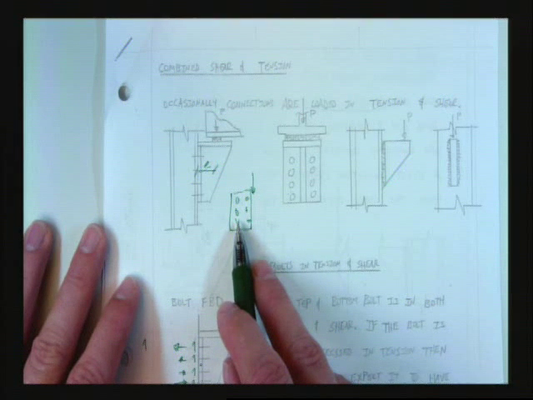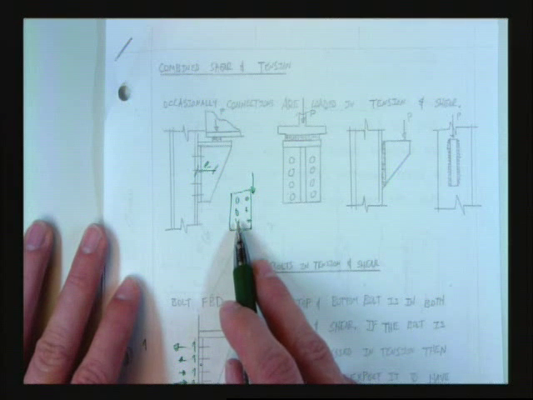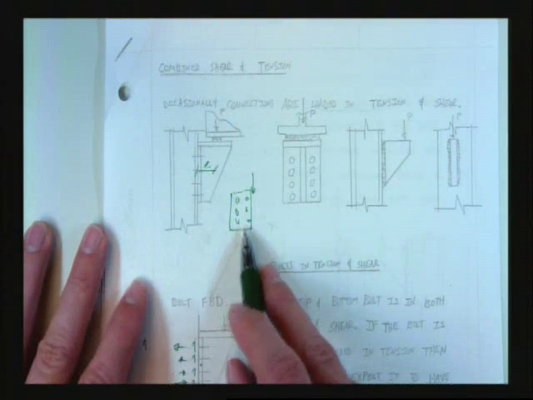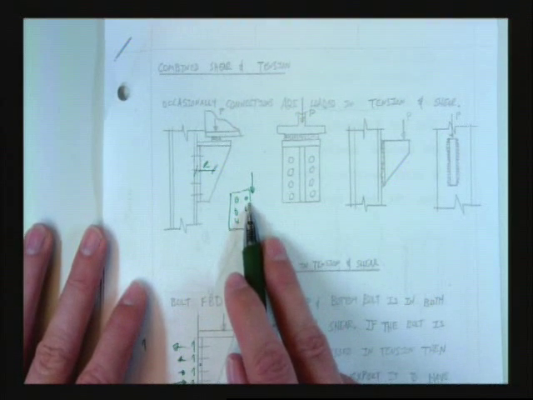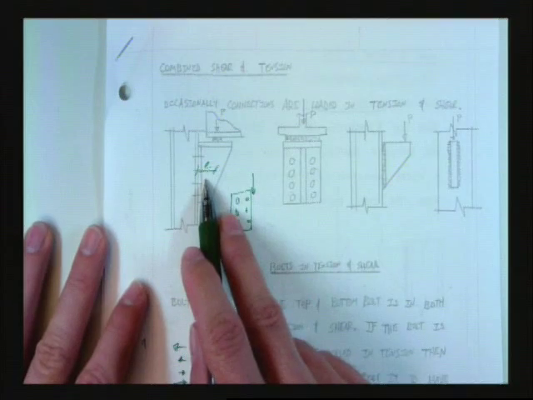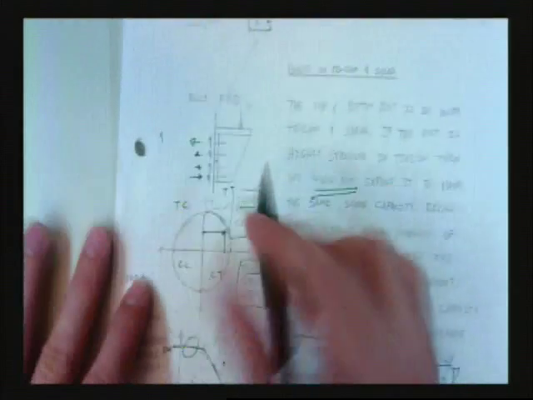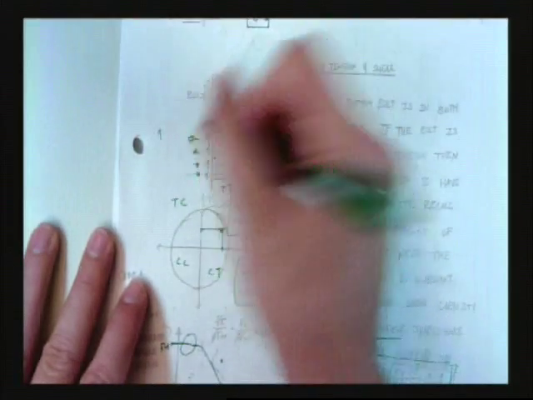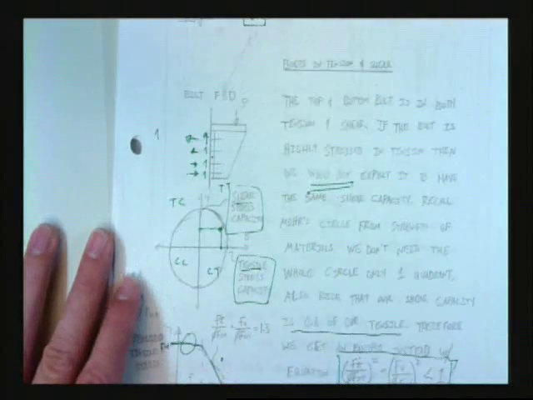Yes? The stresses are in the same plane, aren't they? Aren't they? Oh man, this is going to be a good test question. I can see it now. Oh, baby, it's going to be awesome. Stresses are in the same plane. Are stresses in the same plane here? No. Some are going this direction, some are going out of the another direction.